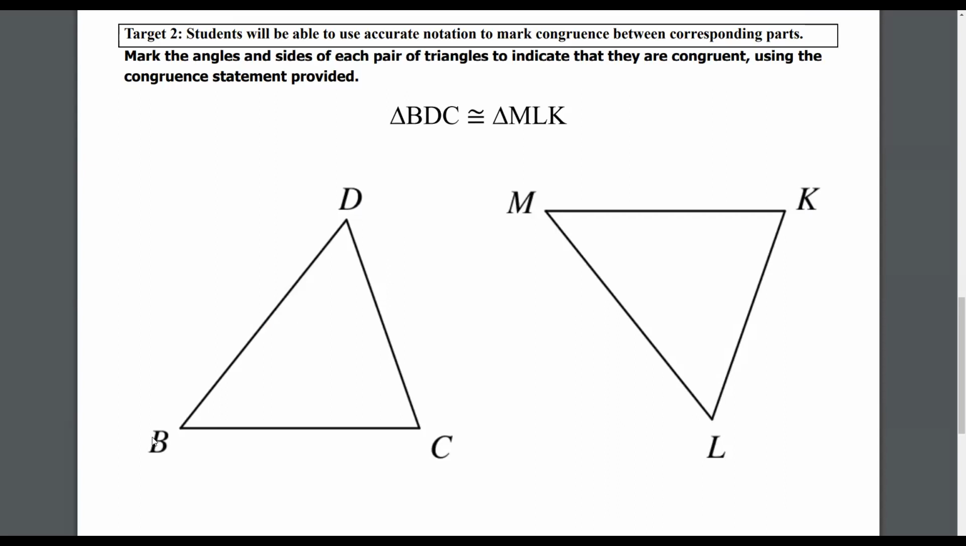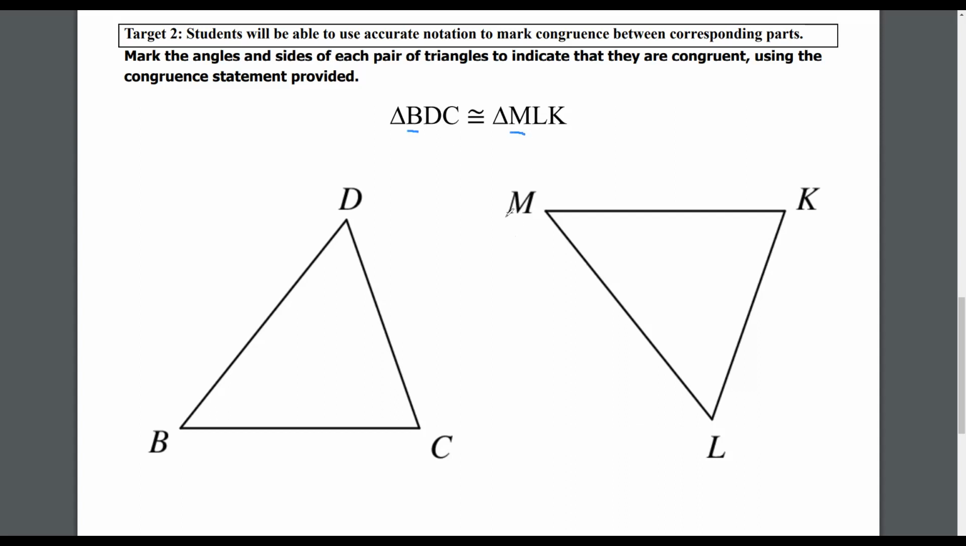So a lot of people just reiterated what they did above. They made a correspondence table or something. I want you to mark the triangles themselves, right? The angles and sides of the triangles. So let's do that. B is the first letter here, so it corresponds to M.